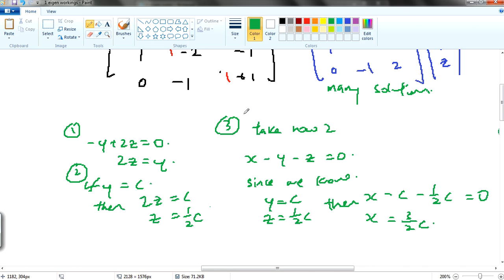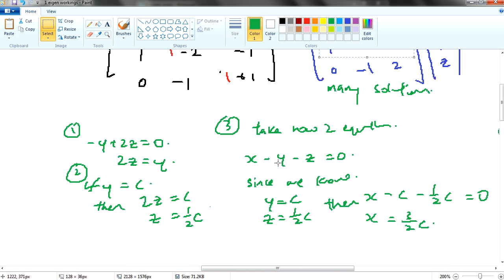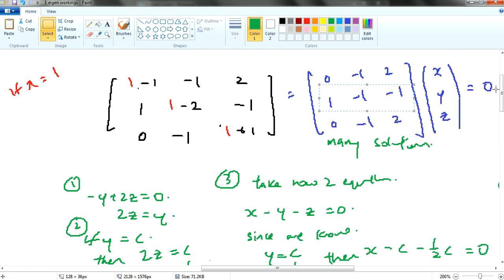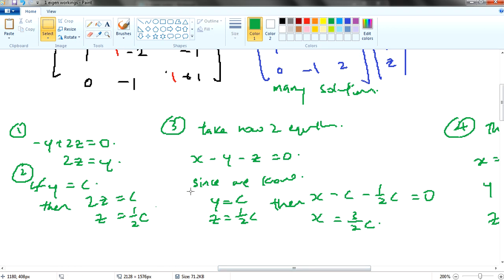Alright, so now take the row 2 equation. What I mean by row 2 equation is the equation where you have fully x, y, z in there. So this is x minus y minus z equals 0. Since we know that y equals a certain constant c, and z with regards to this relationship is half c, then we can just sub it in and find our x.